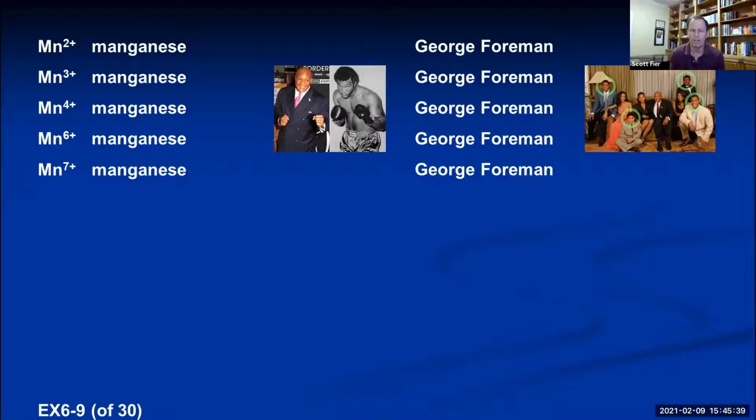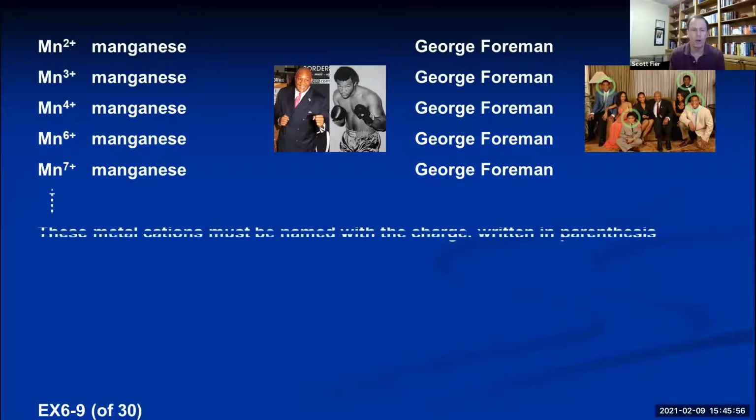He's a boxer and an inventor and an entrepreneur. As a chemist, we can't actually have all these ions have the exact same name, so we need a way to distinguish them. And so the way chemists have decided to distinguish them is by writing the elemental name manganese and then following that with a Roman numeral in parentheses that's equal to the charge of the ion. So the multiple different ions of any chemical element that's a metal are named with their charge, written in parentheses after the name of the element.